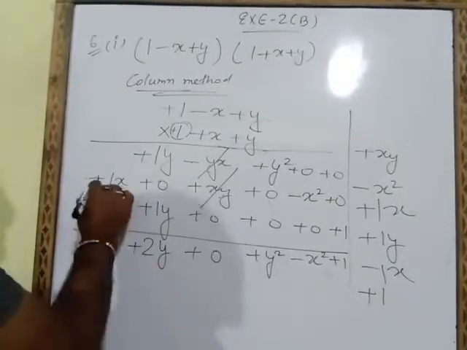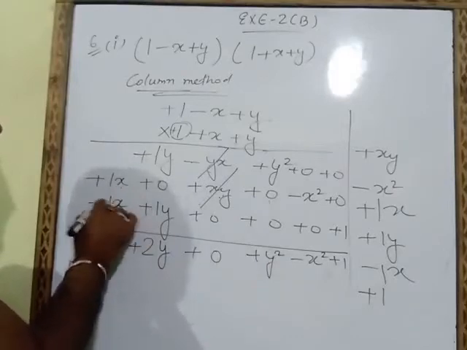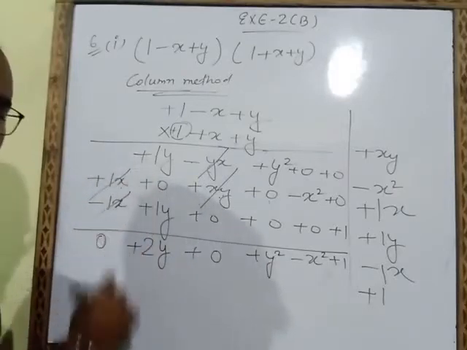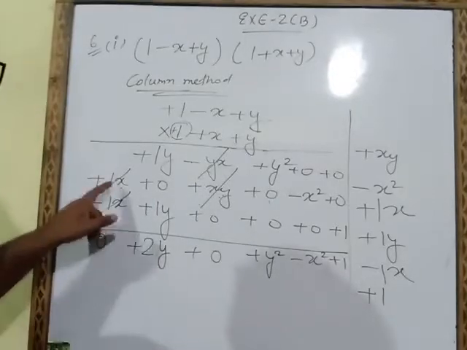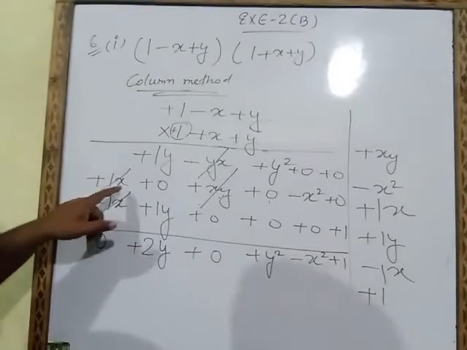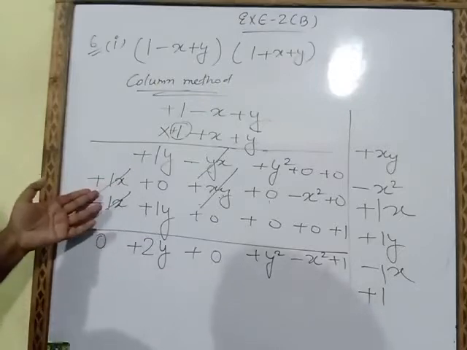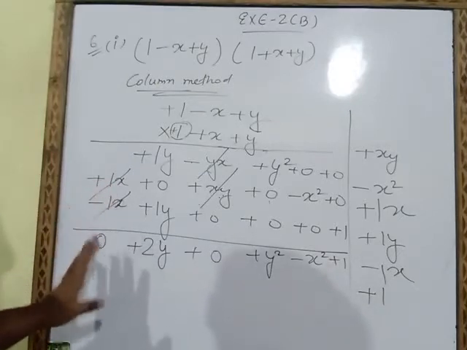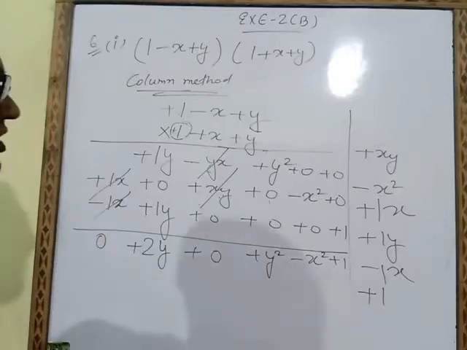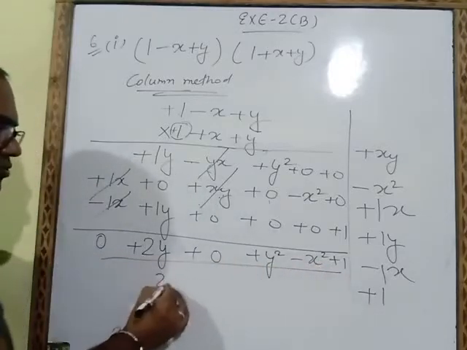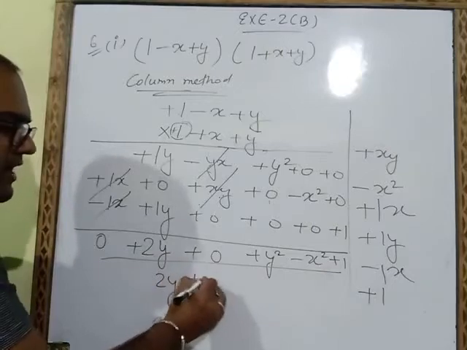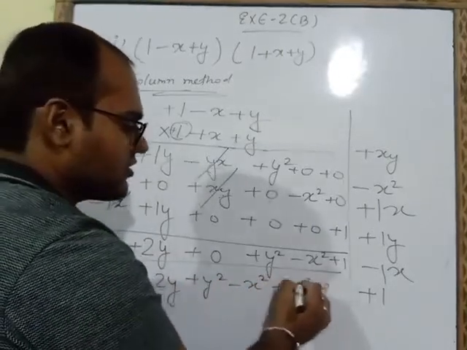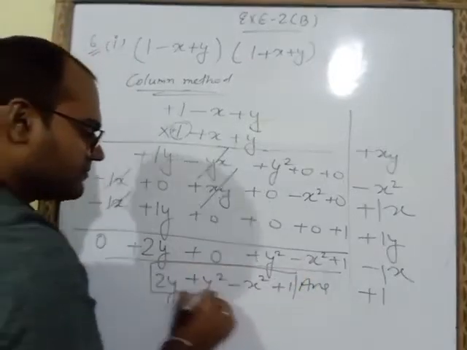Now plus 1x and minus 1x. When we cancel these two, the answer will be 0. Why do we cancel these two? Because both are the same. This is 1x, this is also 1x, and the signs are opposite. This is plus 1x and this is minus 1x. So both will get cancelled and the answer will be 0. So your final answer is 2y plus y square minus x square plus 1. So this is your final answer.